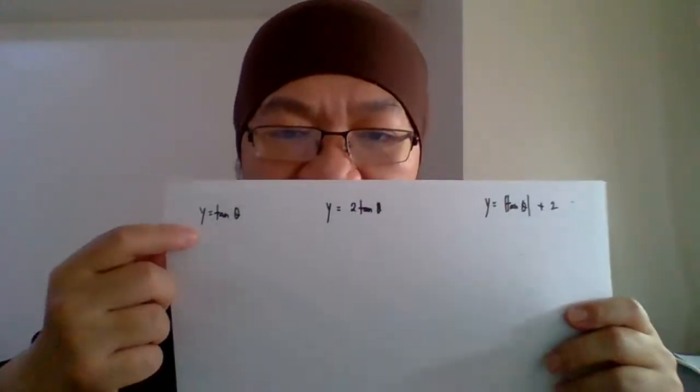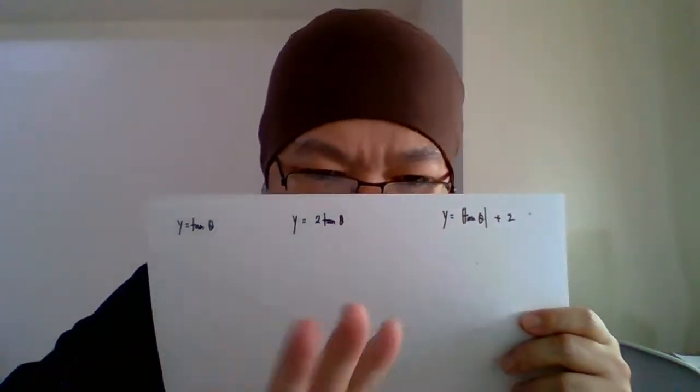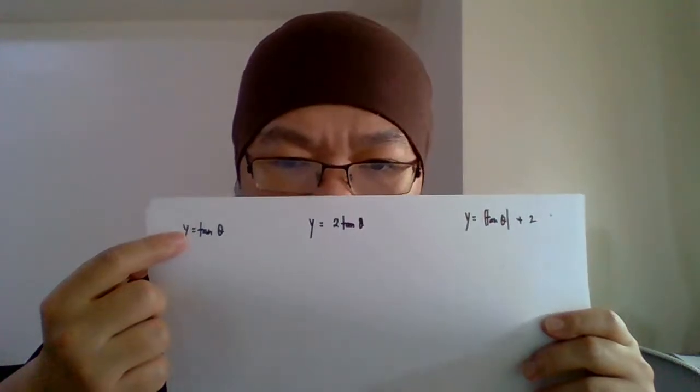So, let's look at the basic tangent first. y equals to tangent x, tangent theta. Let's do 2 or 3 questions. Okay, y equals to 2 tangent theta and y equals to modulus tangent theta plus 2. Okay, I got 3 questions here: tangent theta, 2 tangent theta, modulus tangent theta plus 2. Okay, so this is the basic, y equals to tangent theta.